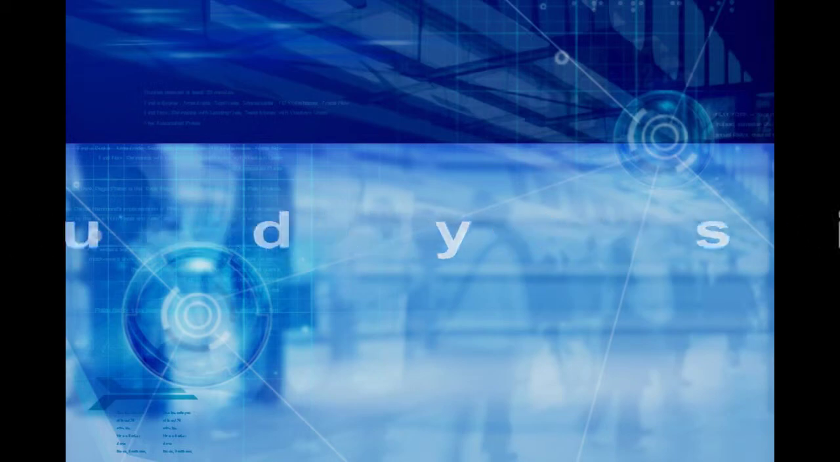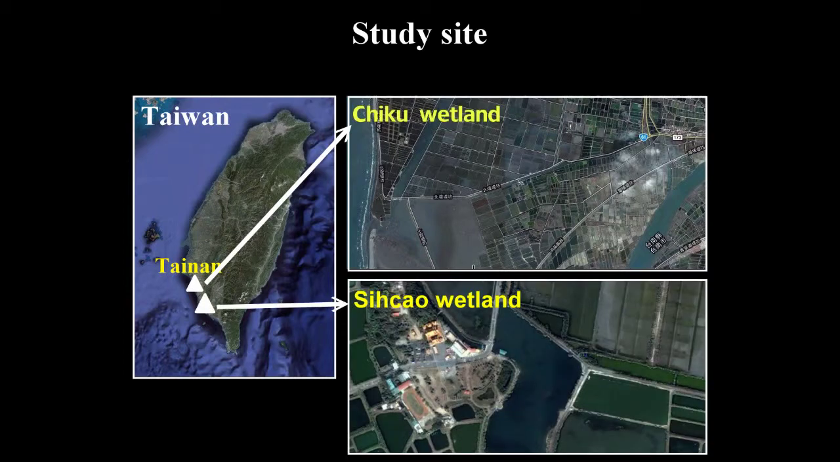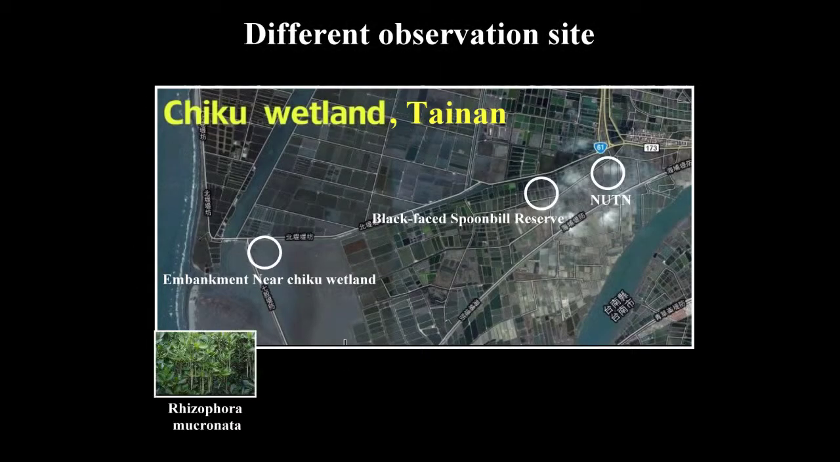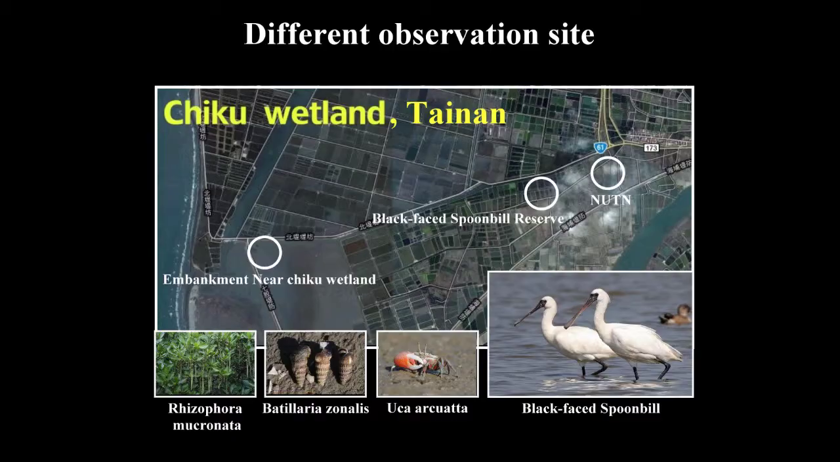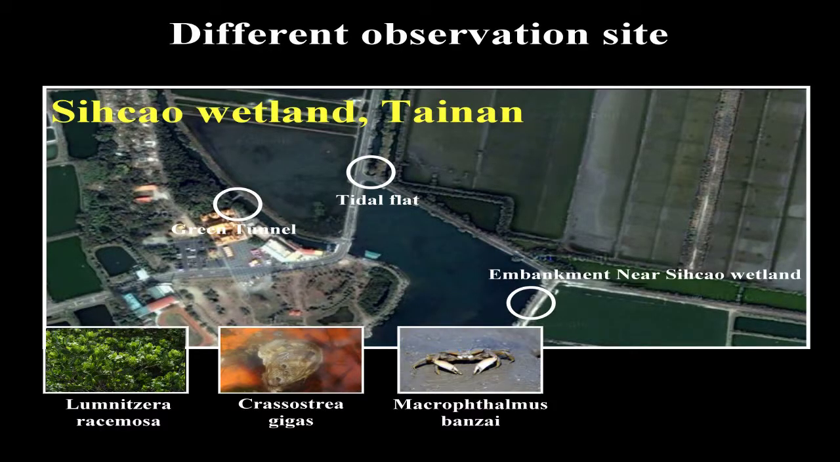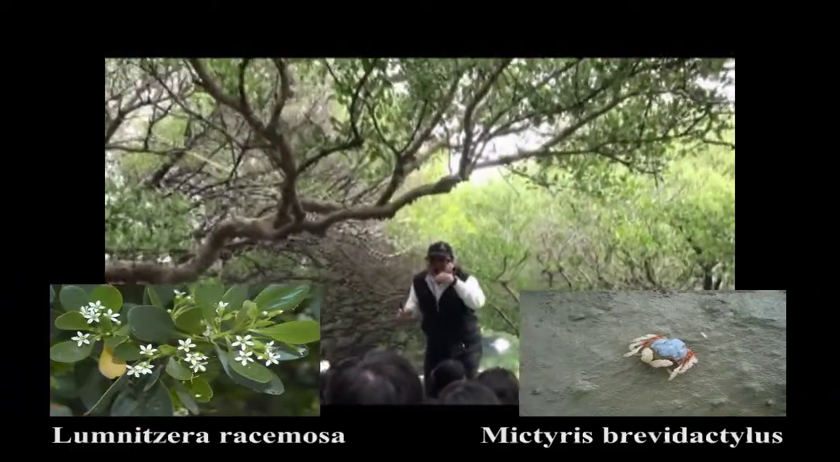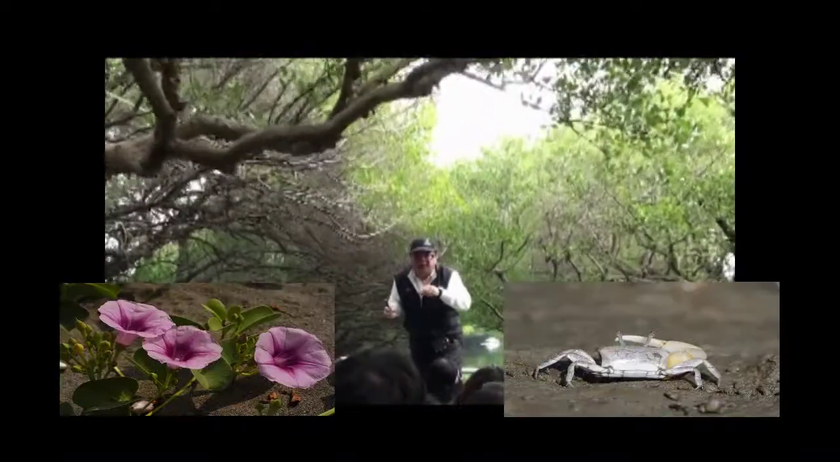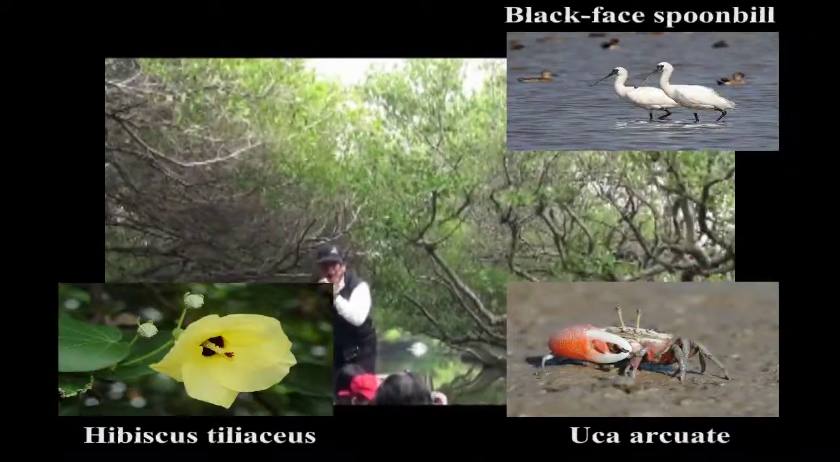Study site. The study site is Chigu Mangrove Wetland and Xichao Mangrove Wetland in the southwest coast of Taiwan. Chigu Wetland is the largest and the most intact lagoon in Taiwan. Xichao Wetland has diverse species and is the best preserved wetland in Taiwan. There are large varieties of species, including numerous fiddler crabs and the internationally famous endangered bird, the black-faced spoonbill.